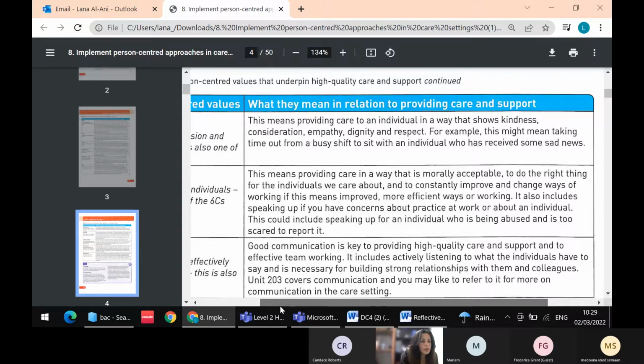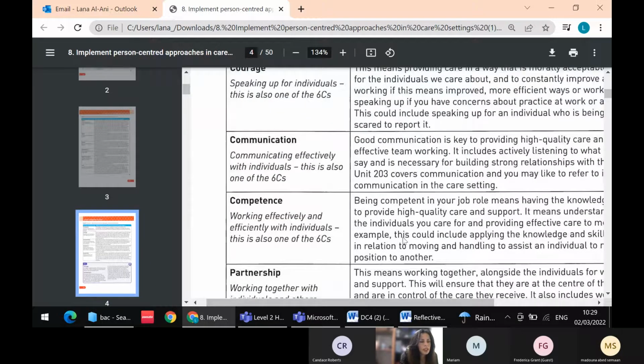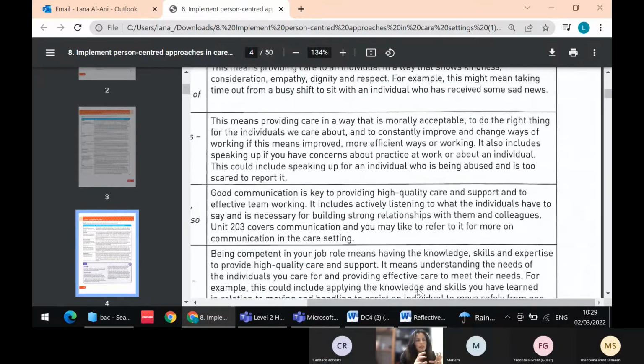Also, another value is communication. What does communication mean in this particular bracket, which is person-centered values? Why is it important? Obviously, good communication is vital because it gives high quality care. If I don't communicate with my clients perfectly, then I'm not doing well with them. How can I support them effectively if I can't tell them and listen to what they need? I wouldn't know what they need if I have no good communication. So good communication is key to providing high quality care.